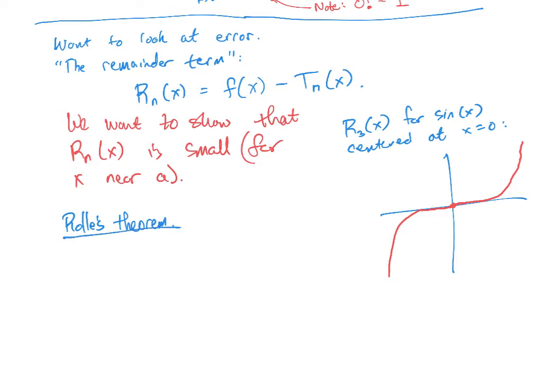Do I have any volunteers? Is this the one where you have the function equal at 2 points, and the function's continuous and differentiable, that its derivative is 0 at some point in between? Yeah, exactly.